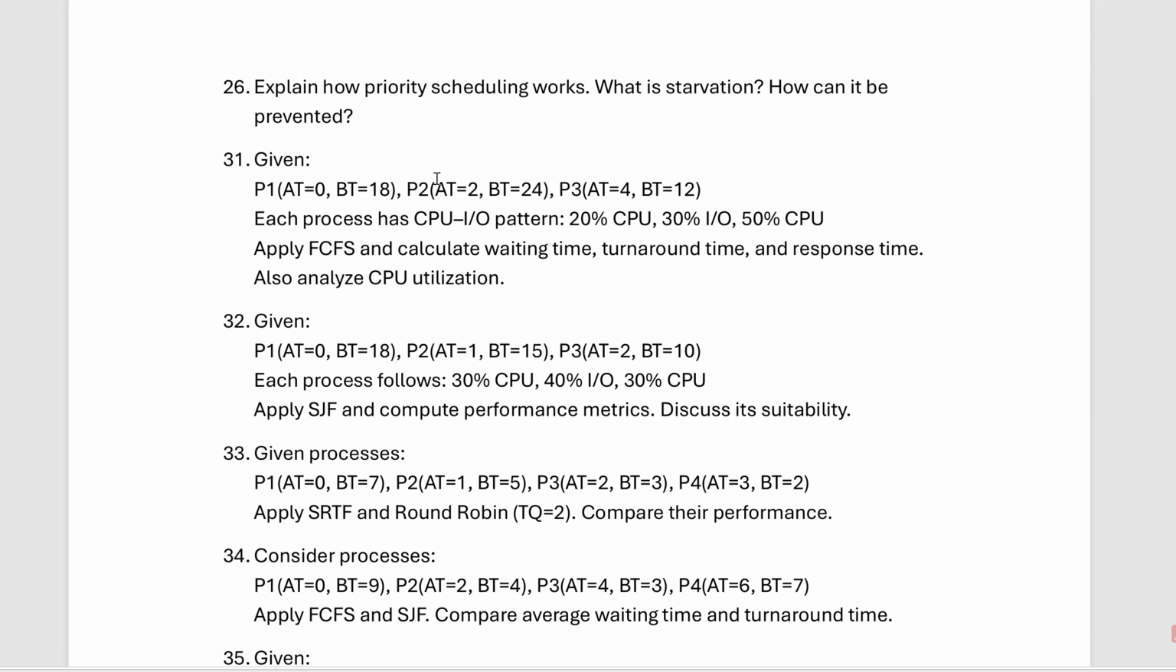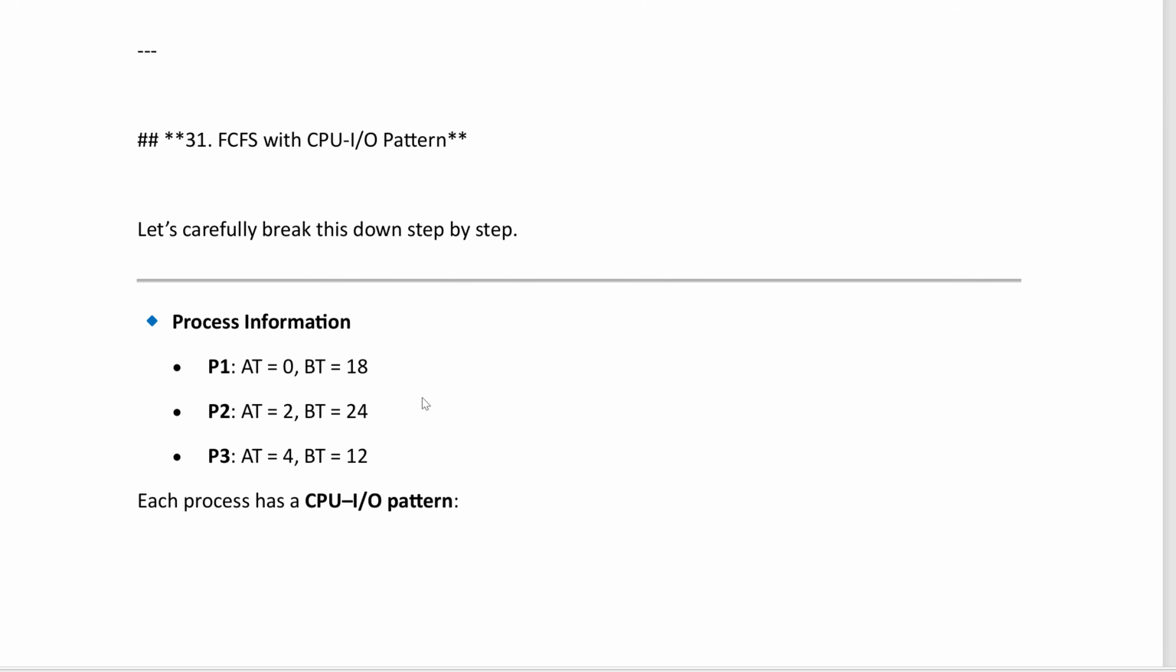Next question: we are given three processes P1, P2, P3. We have already solved such types of problems. Arrival time and burst time have been given to us. Now each process has a CPU and IO pattern: 20% CPU, 30% IO, then 50% CPU. We have to apply the first come first served CPU scheduling algorithm, calculate the waiting time, turnaround time, and response time, and also analyze the CPU utilization. So let us carefully break this down step by step.